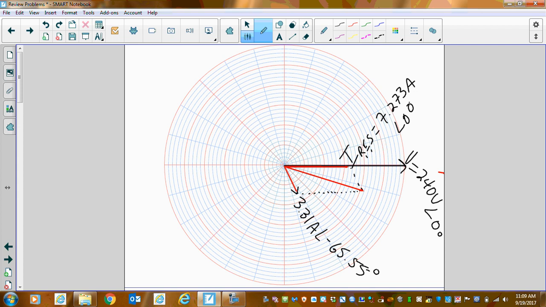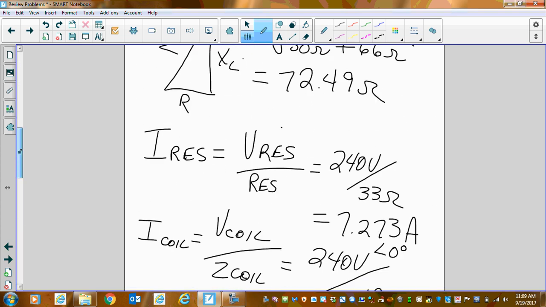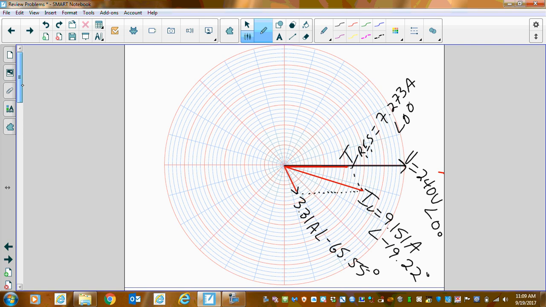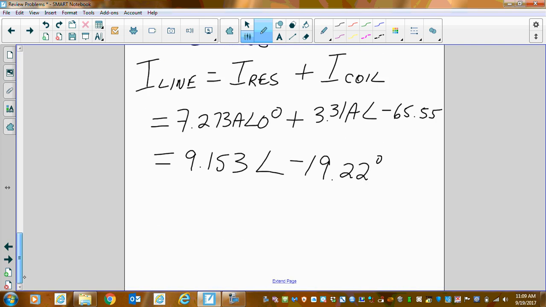And we said that was 9.151. So I line is equal to 9.151 amps at angle negative 19.22 approximately. And you guys might have 2.3, 2.4. Feel free to write in what you guys got on your calculator. You guys caught that okay? Any problems with that? All right, let's move on to some power.